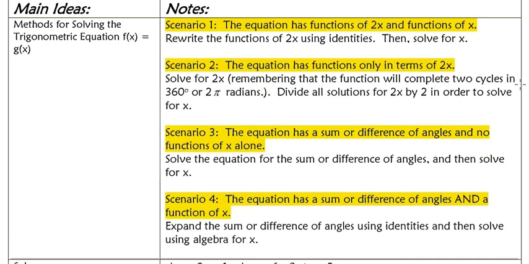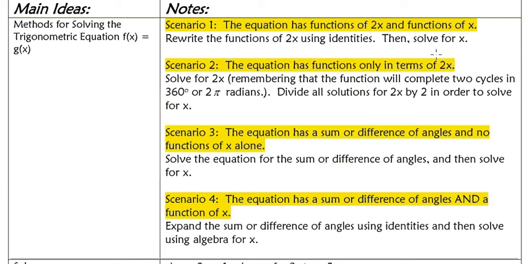First, scenario one: the equation has functions of both 2x and of x. When you're in that situation, rewrite the functions that have 2x using the identities to change them all in terms of x. And then from there, work your way through and solve for x. That's scenario one, and that's probably one of the more straightforward ways you might see it.